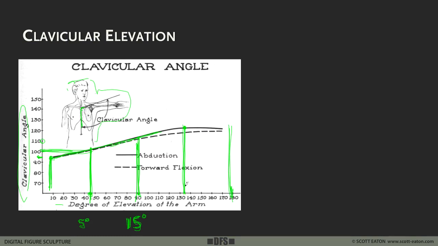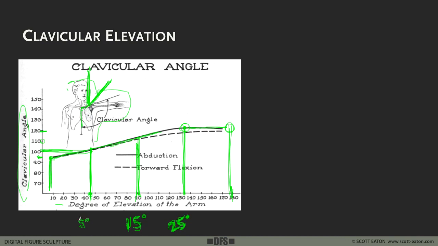At 135, 45 degrees past horizontal, it looks like it almost maxes out, and then it stays constant from there. That's about 120, so 25 degrees would be the maximum elevation above horizontal that you would get. Any further elevation of the arm is not doing anything to the elevation of the clavicle. So from 135 degrees to the arm directly overhead, the clavicle's not getting any higher than 25 degrees.